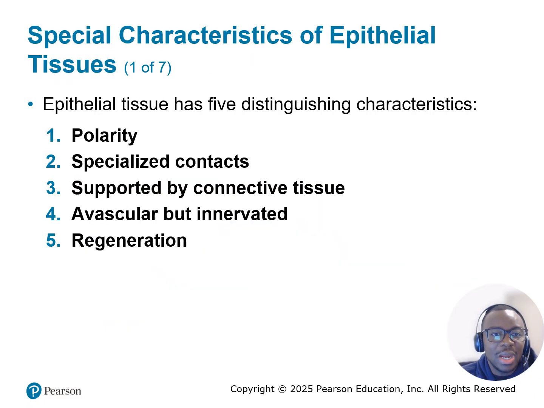Epithelial tissue have 5 distinguishing characteristics. Number 1 is polarity. Number 2 is specialized contacts. Number 3, they are supported by connective tissue. Number 4, they are avascular but highly innervated. And finally, they have a high regenerative capacity. We will review each characteristic over the next slides.